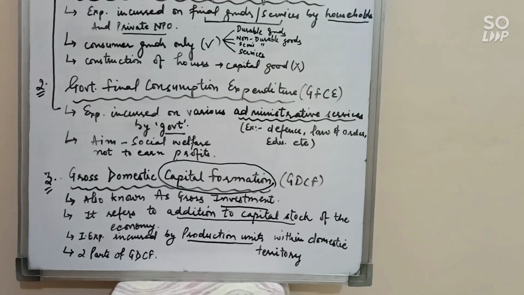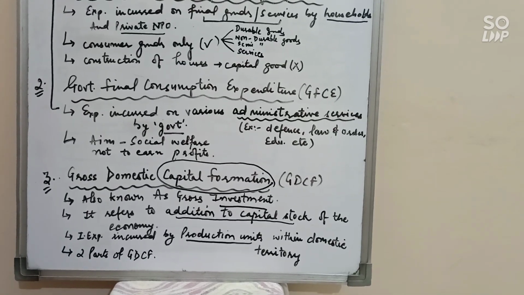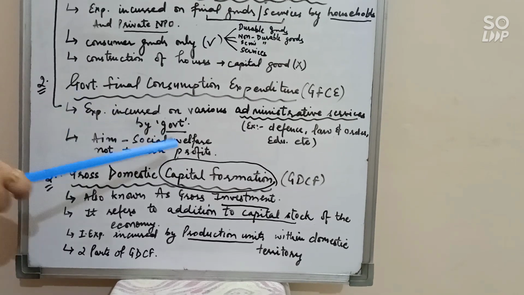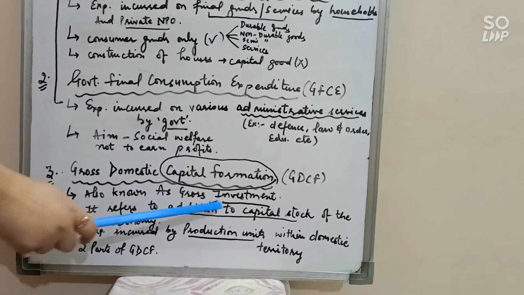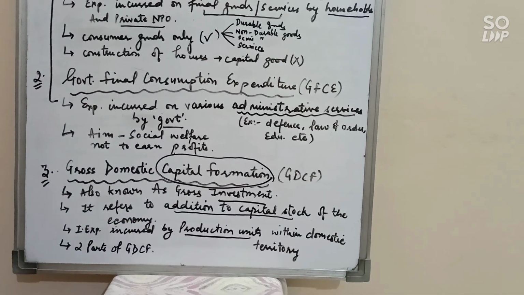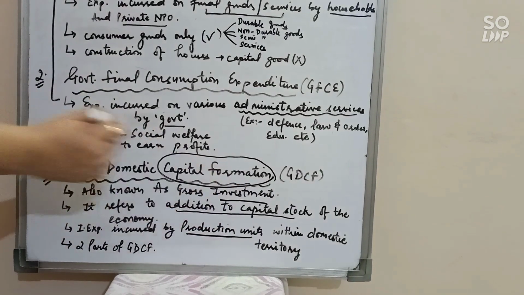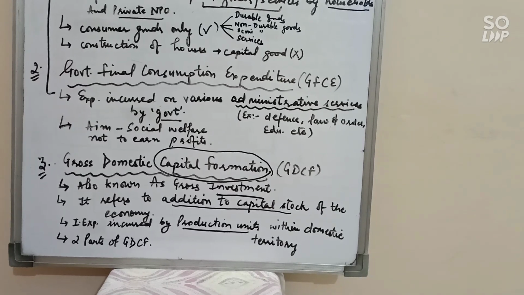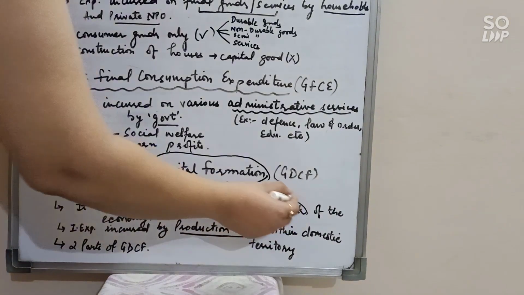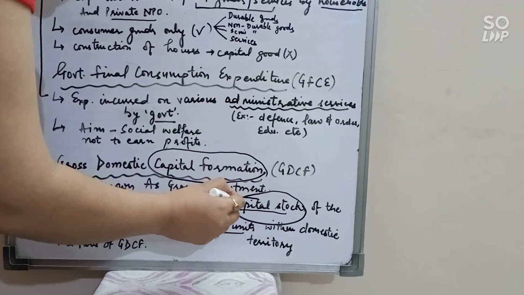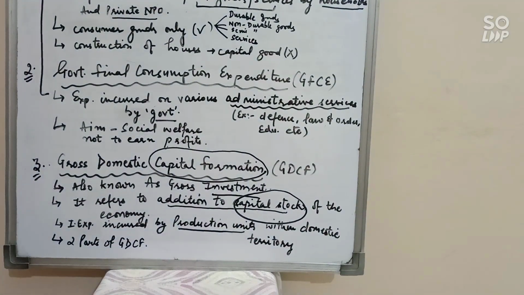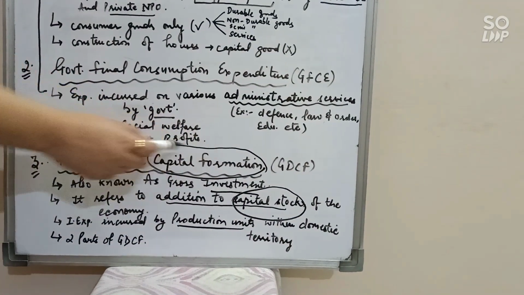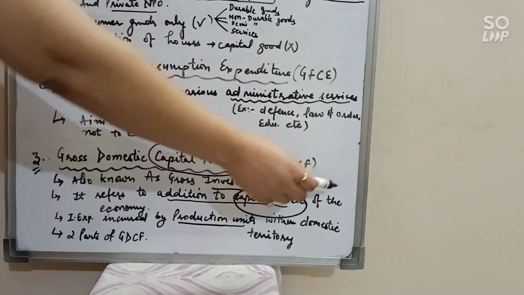Now what do you mean by investment or capital formation? The meaning of capital formation or investment is addition to capital stock. Addition to capital stock is the meaning of investment or capital formation. So, addition to capital stock of the economy. Here we are able to do one marker also. What do you mean by investment or capital formation? It refers to the addition to capital stock of the economy.